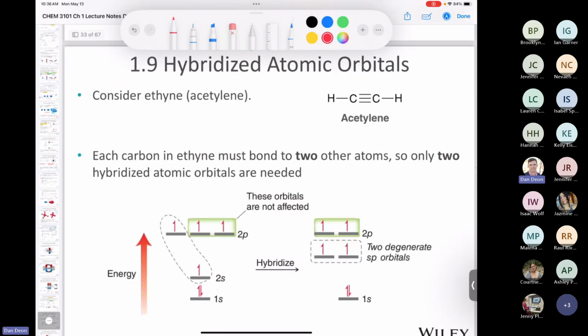Now, what if we think about something like acetylene or ethine? Okay, so if we have a carbon-carbon triple bond, now we have 1 sigma and we've got 2 pi's. This is a pi, and this is the other one. There we go. And this is a pi.